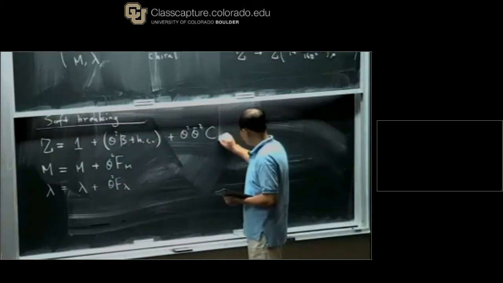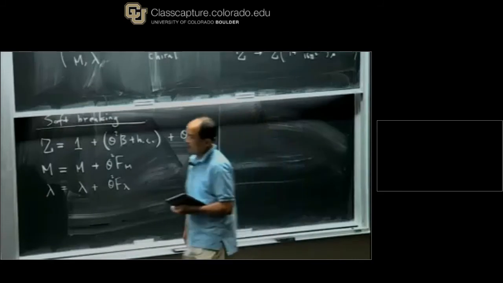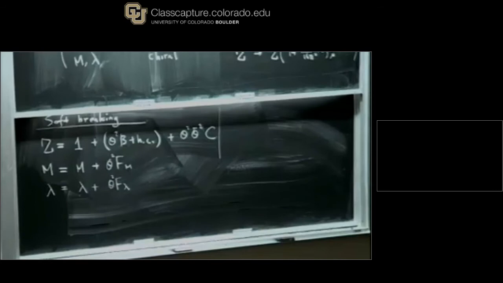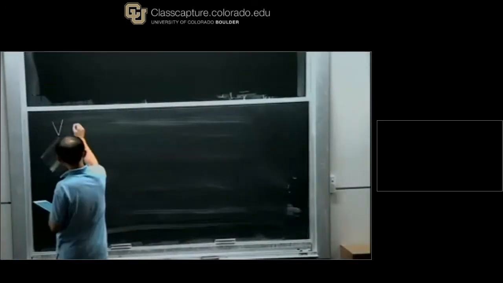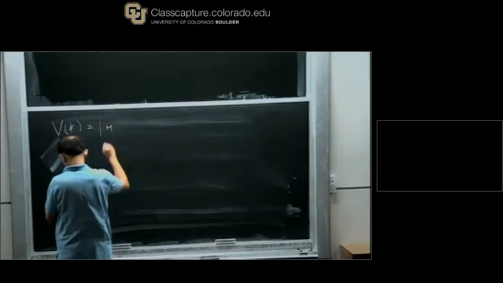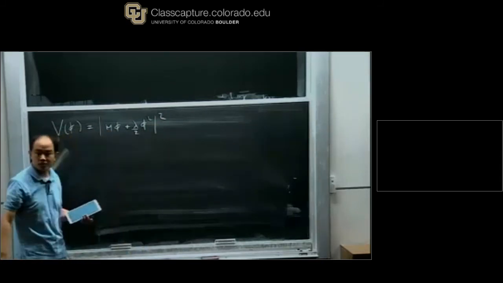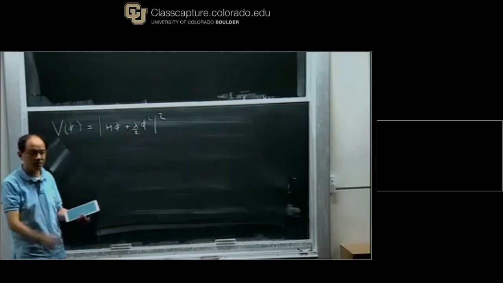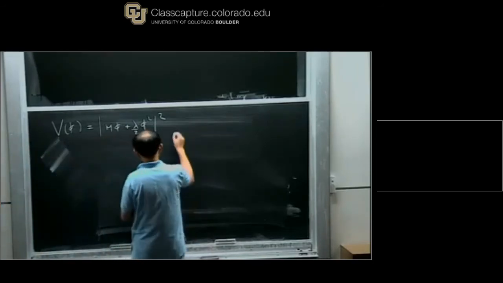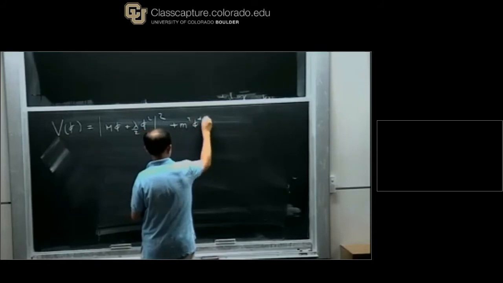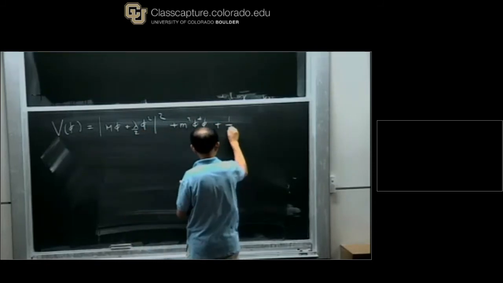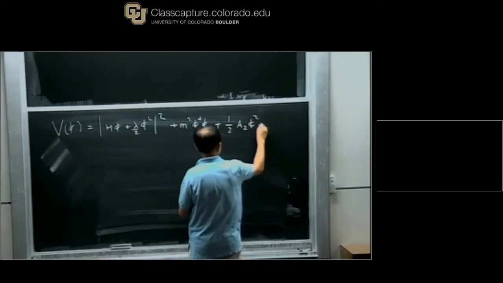You see that from this, the following terms are generated. Let's think about the scalar potential. Now we're actually talking about the actual Lagrangian. The scalar potential of phi looks like the following: M phi plus lambda phi square, and this is the supersymmetric part. It's the F square derived from the superpotential. And then plus the supersymmetry breaking piece, 2 phi square plus a lambda.